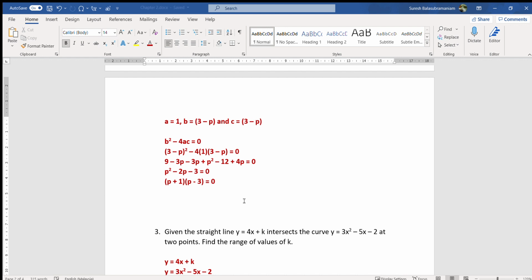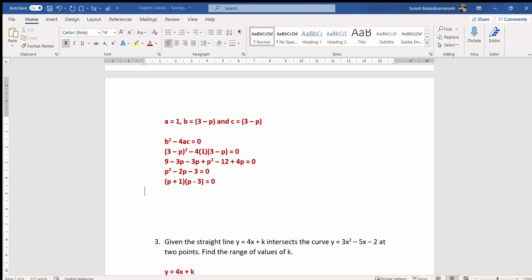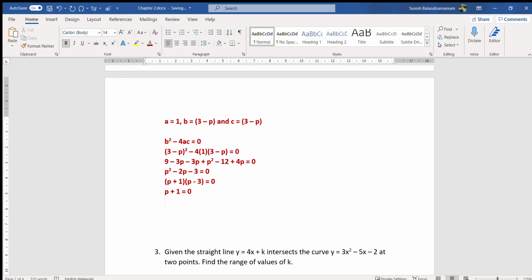Yeah, it's correct. So again, we'll find the value of p. P plus 1 equals to 0. Therefore, p equals to -1. P minus 3 equals to 0. Therefore, p equals to 3. So p is -1 and 3. So this is our answer.